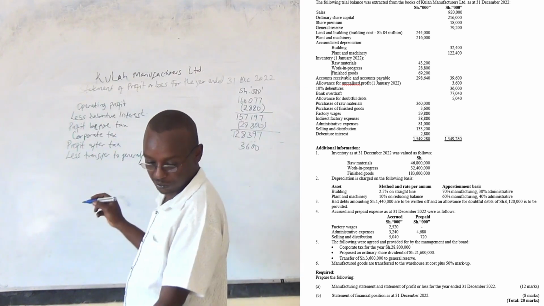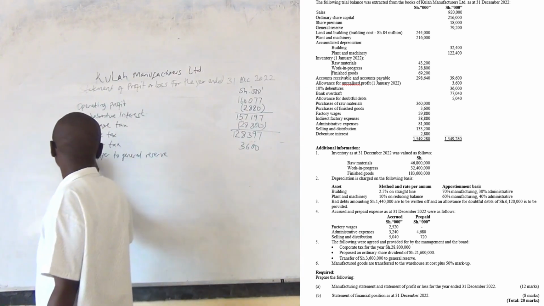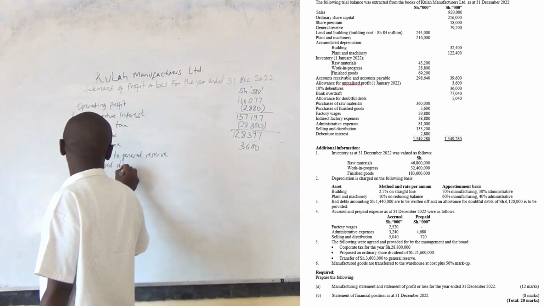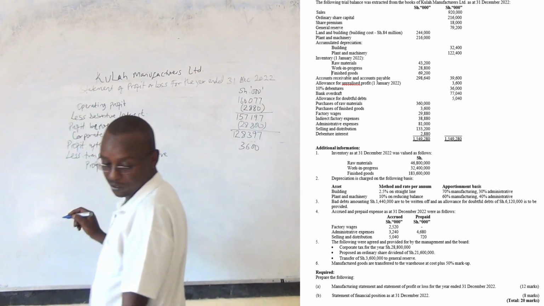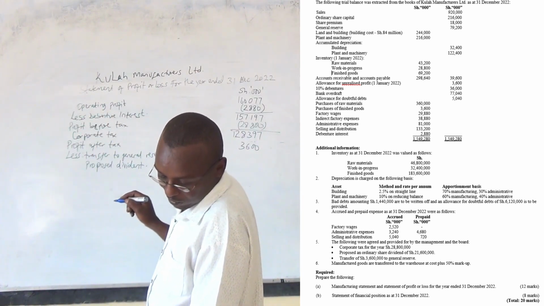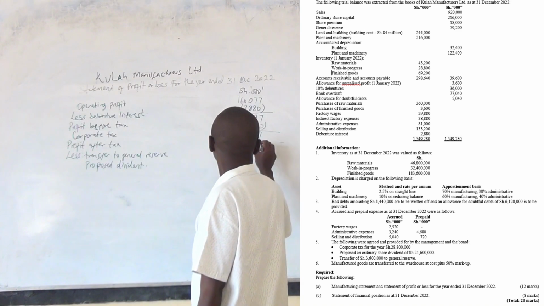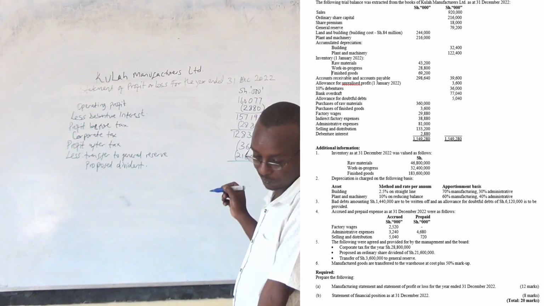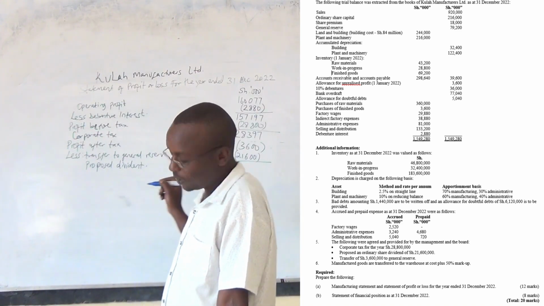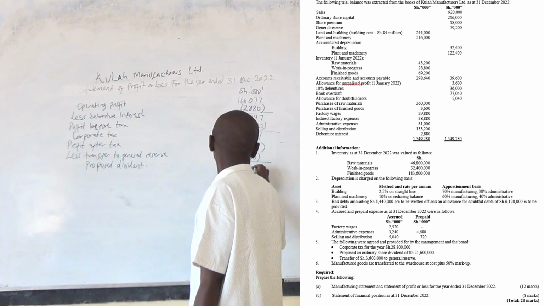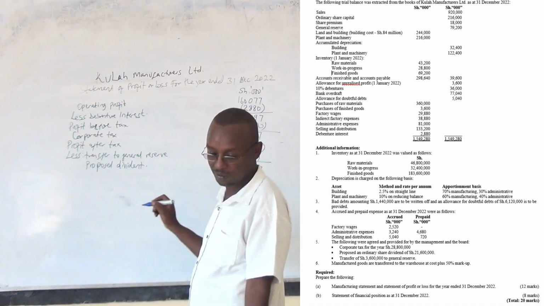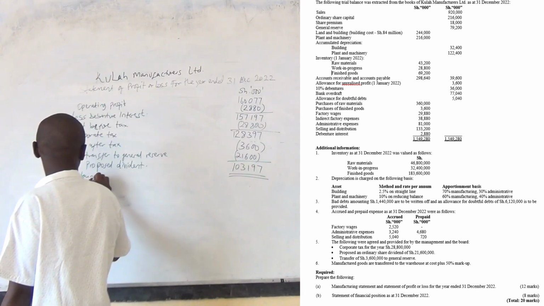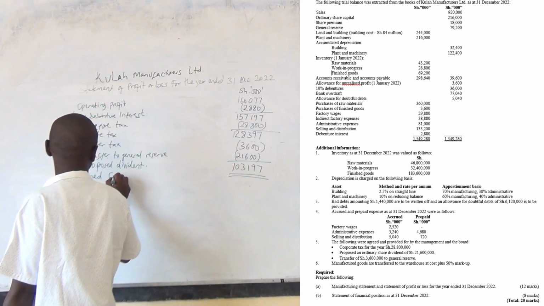And also, you less what? Proposed dividends. This is what you get to the shareholders. They are the ones who are paid last. 21,600. You raise it, you get 103,197. This is what? The retained profit or retained earnings.